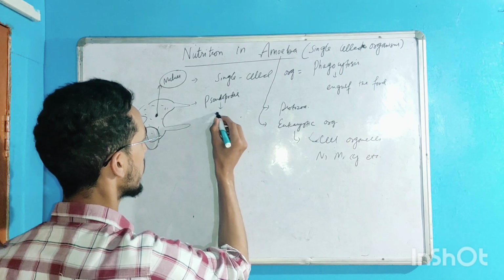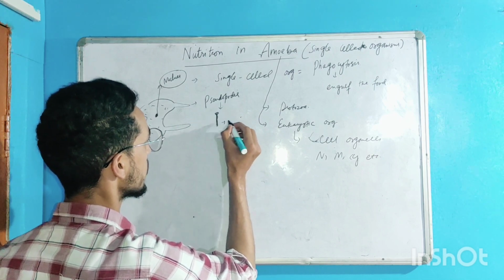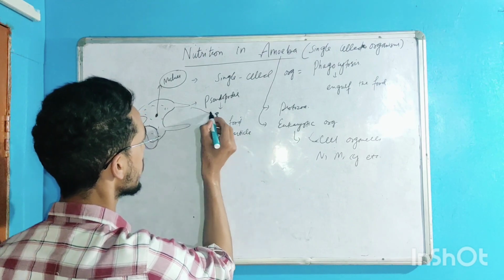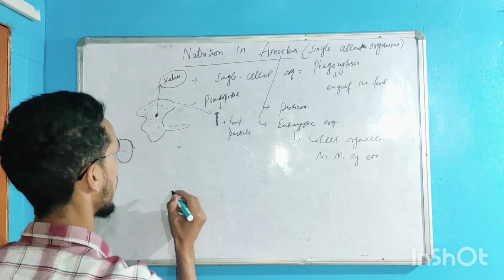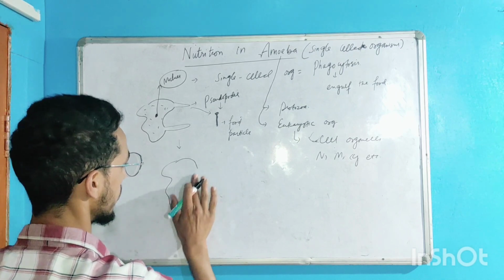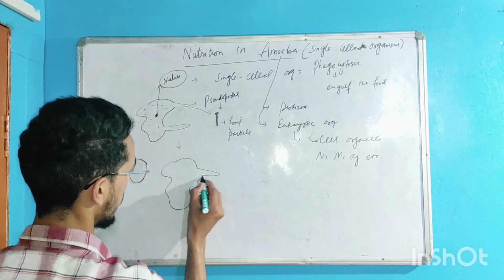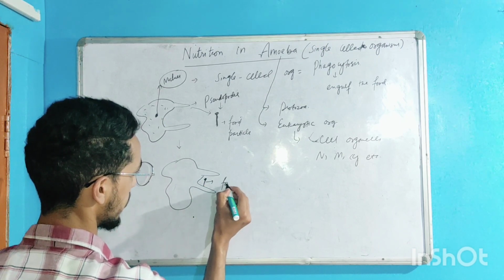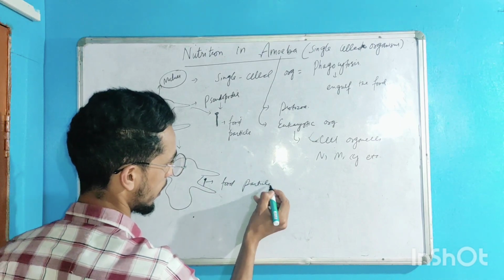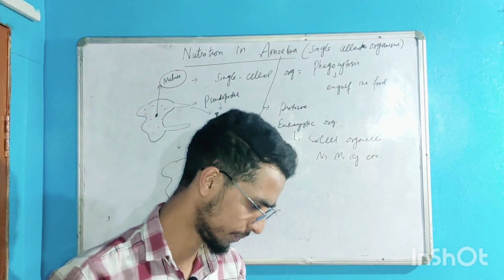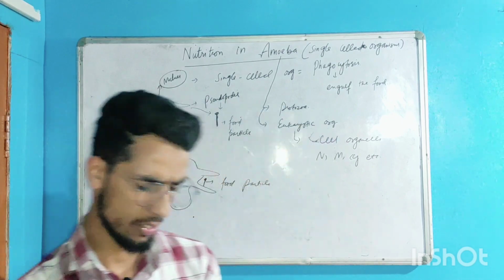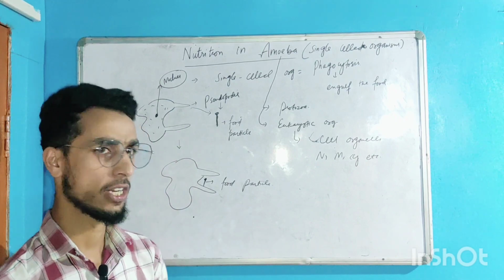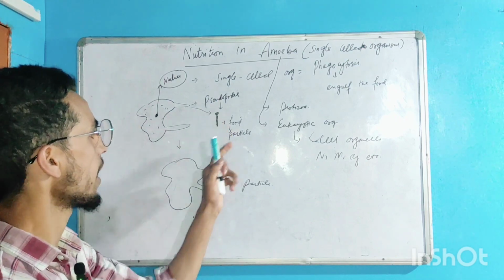Suppose here is a food particle. It will be captured by this pseudopodia. In the next diagram, we'll see this amoeba, and the food will be here. This food particle is captured by the amoeba. The amoeba expands its pseudopodia, the finger-like projections, and captures the food.